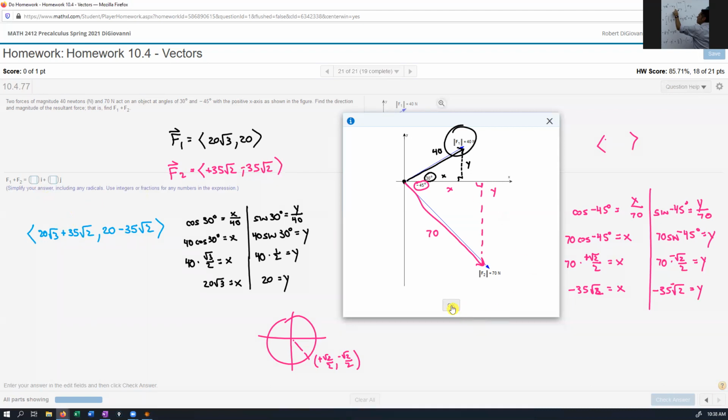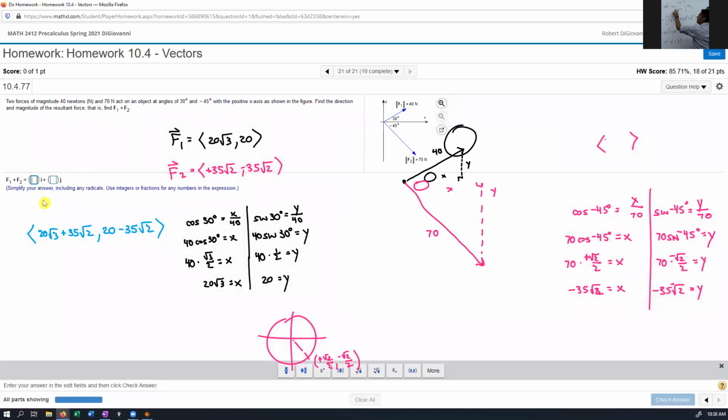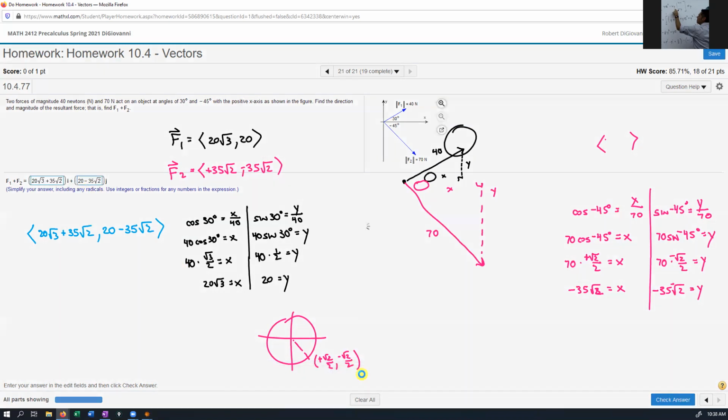Uh-oh, I've got to close this. Okay, so it should be 20 square root of 3 plus 35 square root of 2, and then 20 minus 35 square root of 2. There it is. And that completes it. Okay, hope that helps.